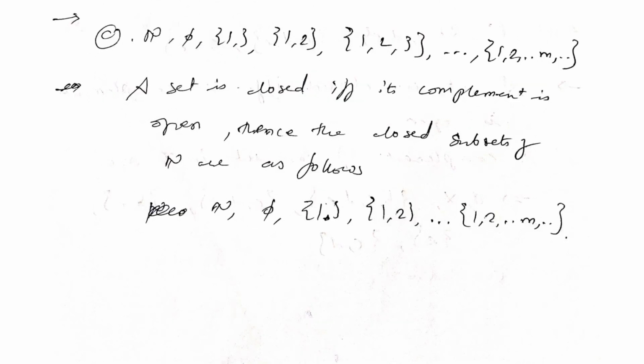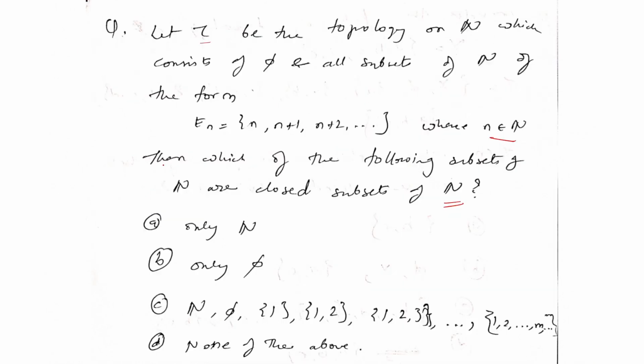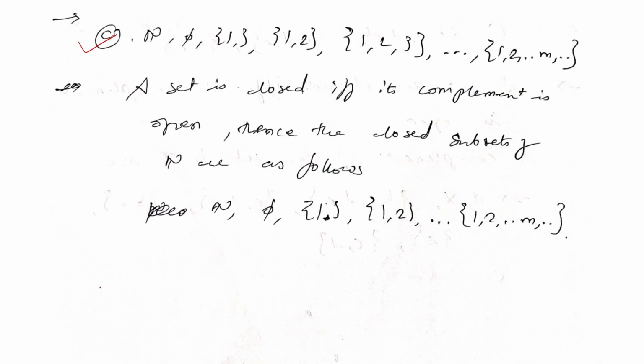Okay. So yes, the correct option will be C. Why? Because a set is closed if and only if its complement is open. Here we have sets of the kind En equals n, n plus 1, n plus 2, and so on. So E1 will be 1, 2, 3 and so on. Then E2 will be 2, 3 and so on. Then E3 will be again 3, 4 and so on, right?